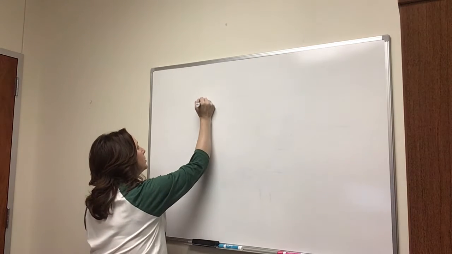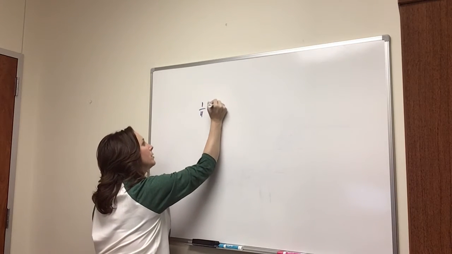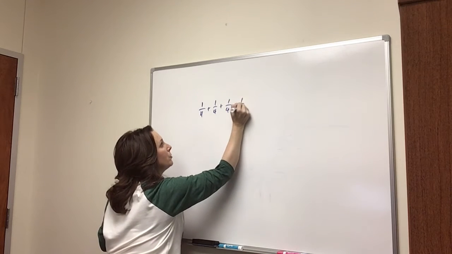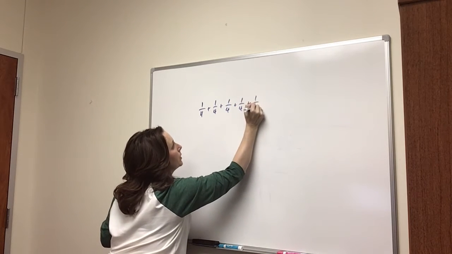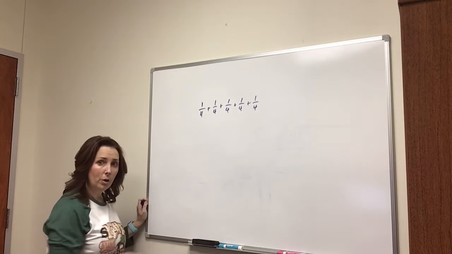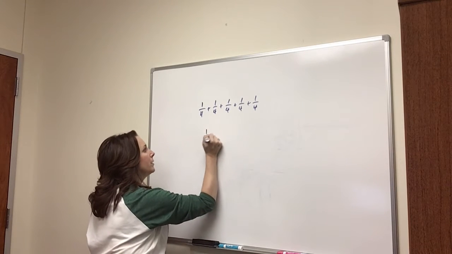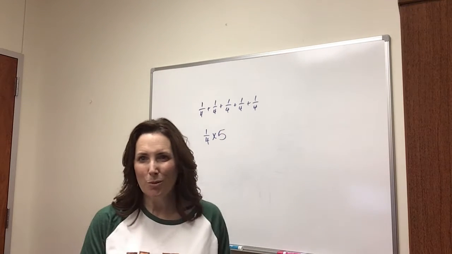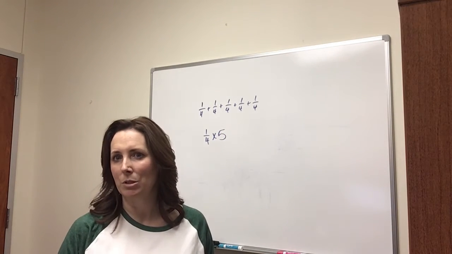So as repeated addition, I would write that as 1/4 plus 1/4 plus 1/4 plus 1/4 plus 1/4, or 1/4 times the 5 rows. Now, here's where we tend to teach kids a trick that gets them in trouble sometimes.